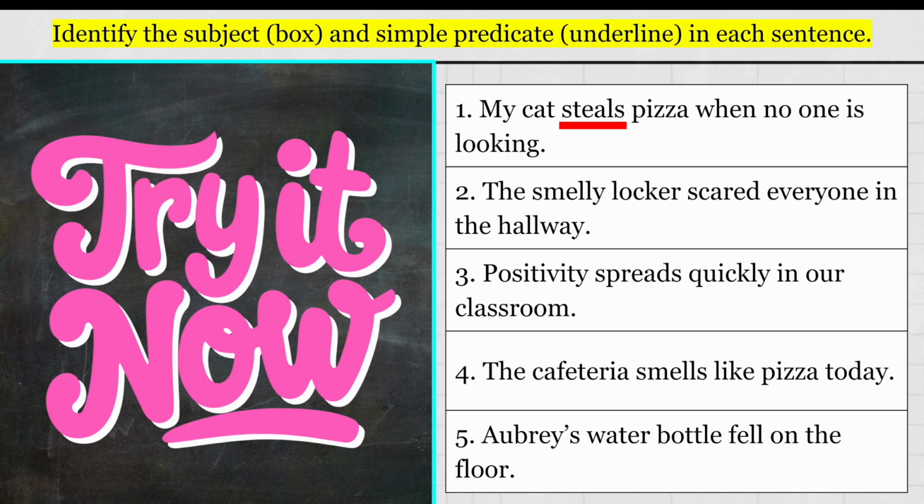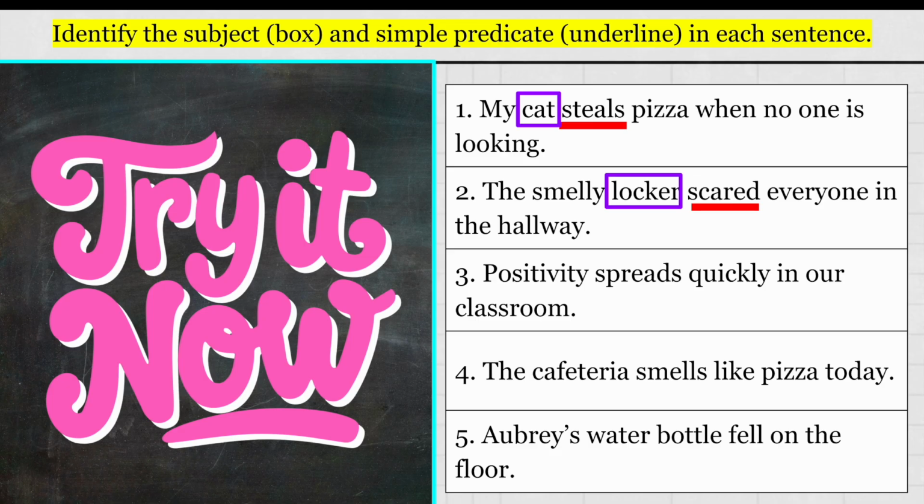Number 1, predicate is steals. Who is stealing? My cat is stealing the pizza. Good. Number 2, the smelly locker scared everyone in the hallway. What's doing the action? Scared. Great. Who scared everyone in the hallway? The locker did. You don't need to put the word smelly there. That's just describing the locker. We just need the word locker for our subject.